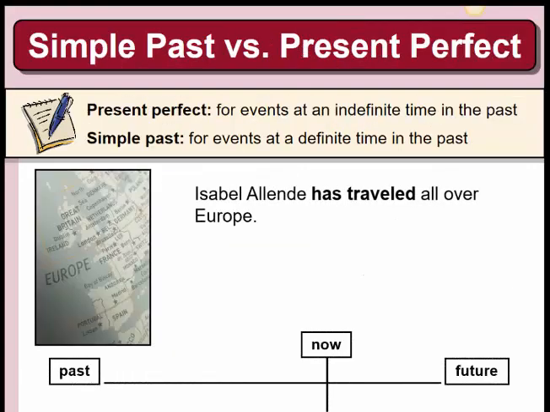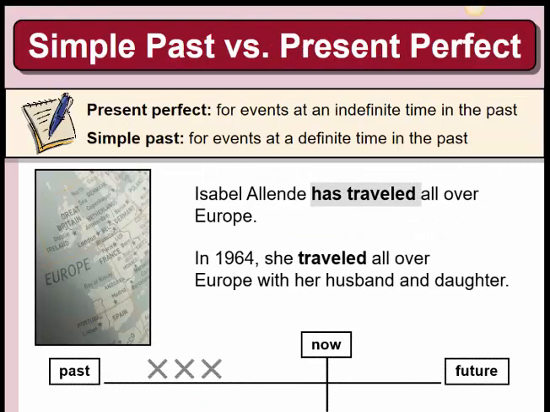So let's practice this concept. Here, as you can see, both sentences are grammatically perfect, but the key concept is, in the first one, Isabel Allende has traveled all over Europe. We know that it happened, but we don't know when. While in the second one, we give a specific time.